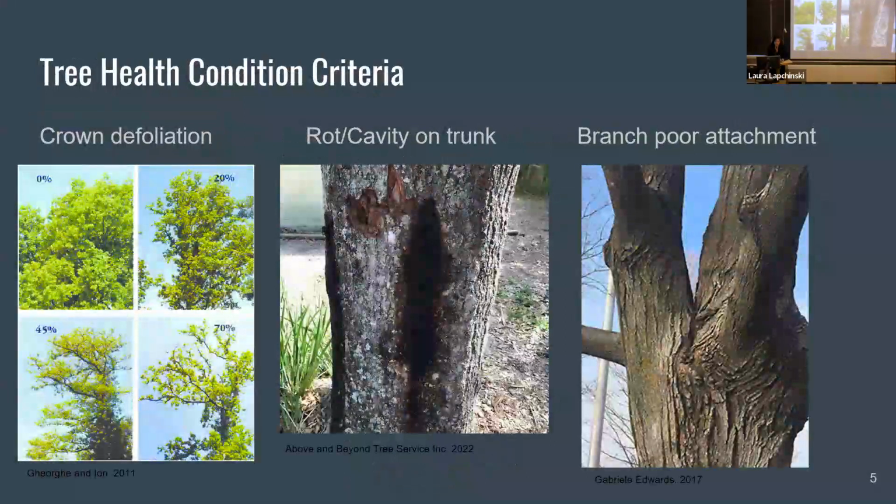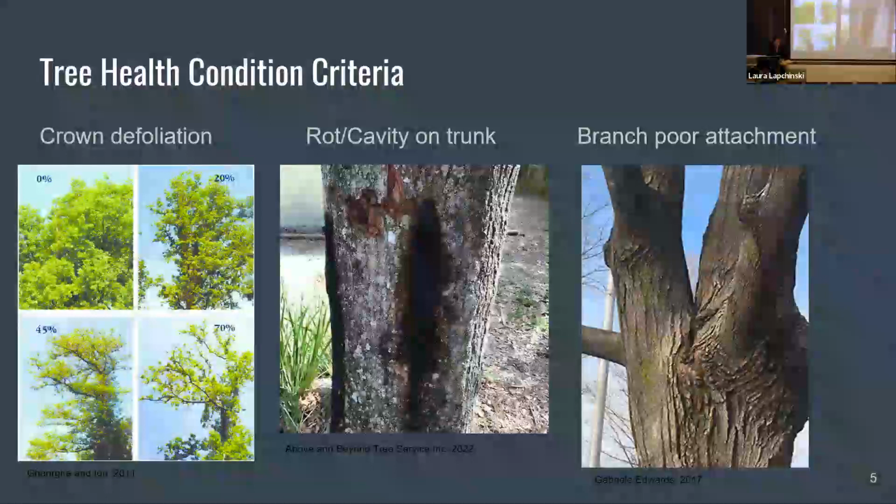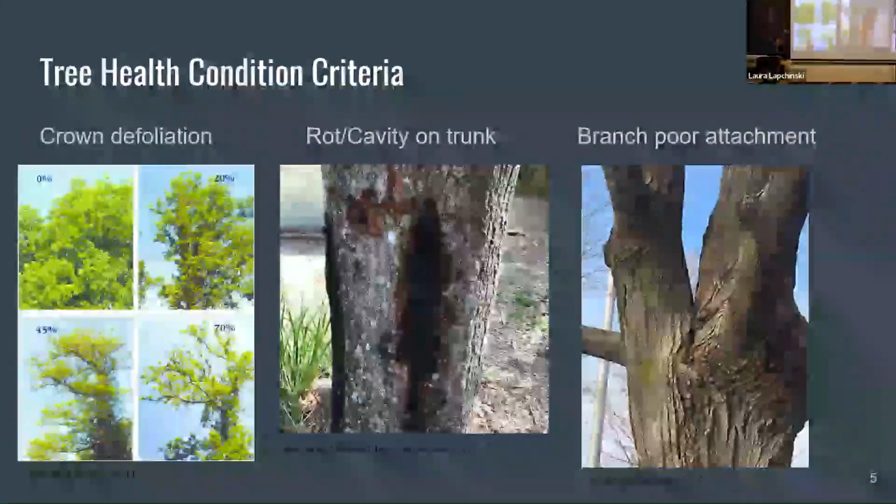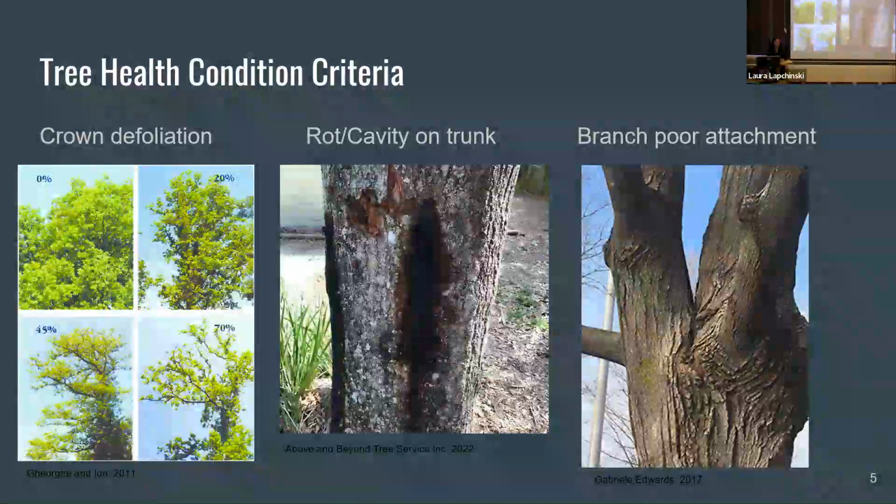Due to time concerns, I couldn't analyze all the health condition criteria, so I picked crown defoliation, rot and cavity on trunk, and the branch pole attachment to assess the health condition of trees. They are direct measurements and indicators of tree growth and performance.